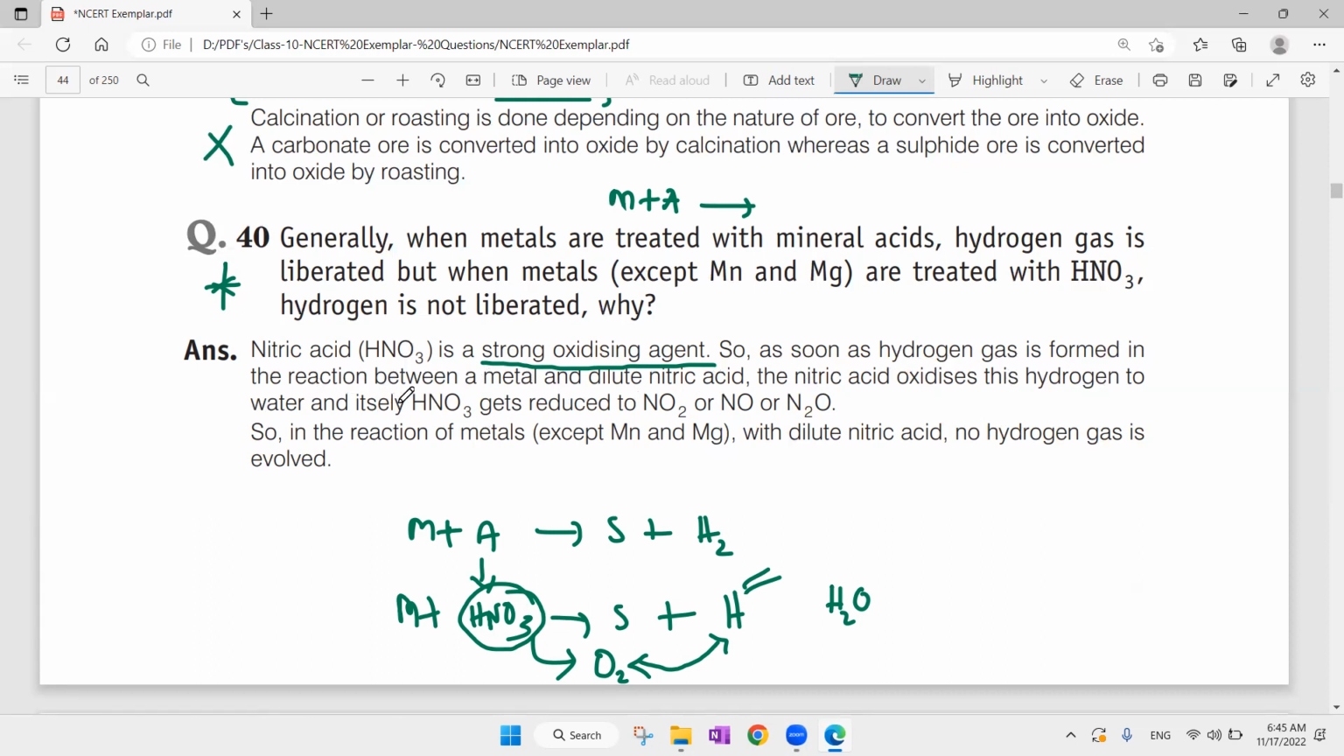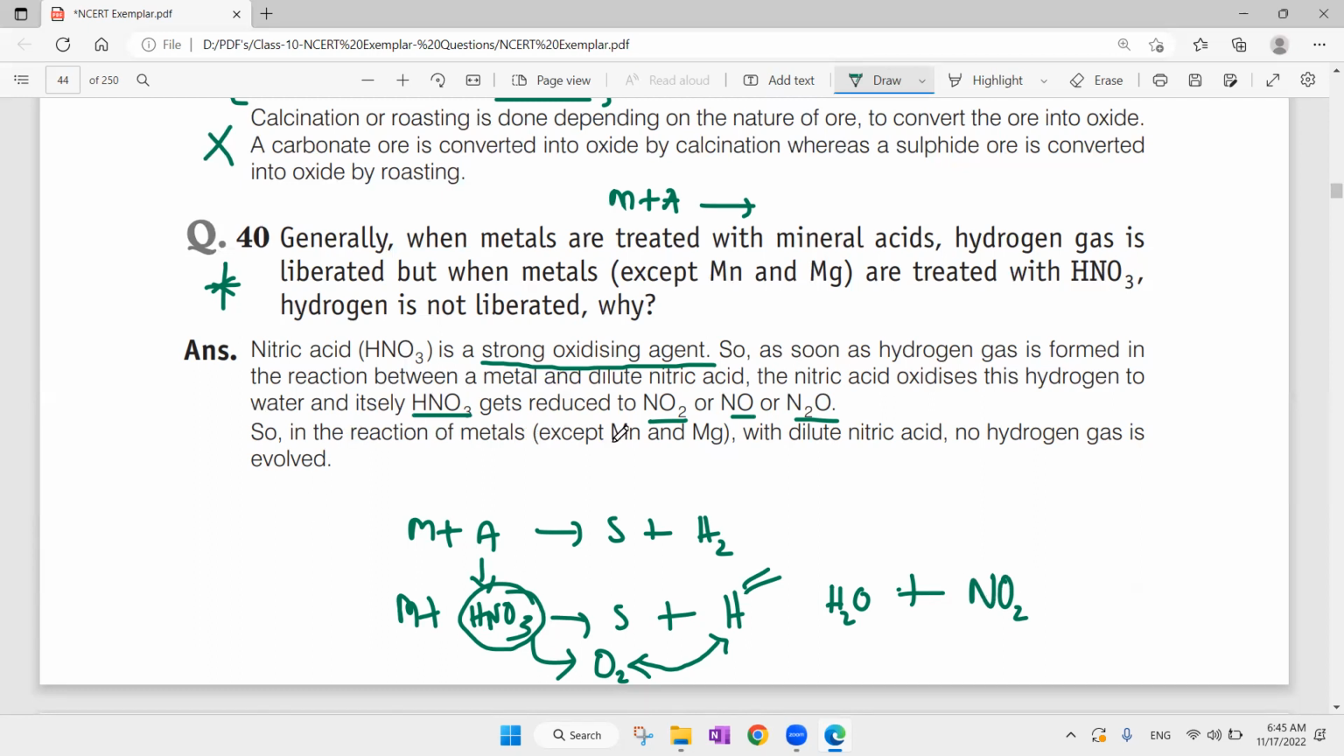Hydrogen gas is formed in the reaction between metals and nitric acid. As soon as hydrogen gas is formed in the reaction between metal and nitric acid, the nitric acid oxidizes this hydrogen to water and itself HNO3 gets reduced to NO2 or NO or N2O. So H2O plus either NO2 or N2O or NO.